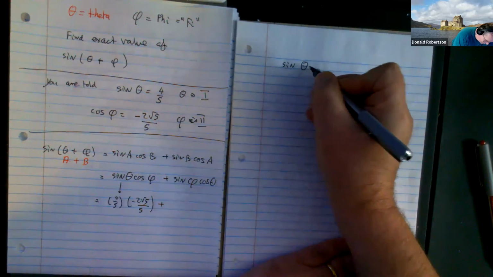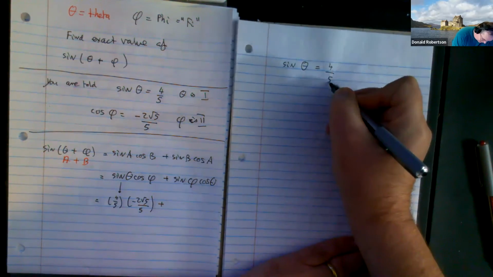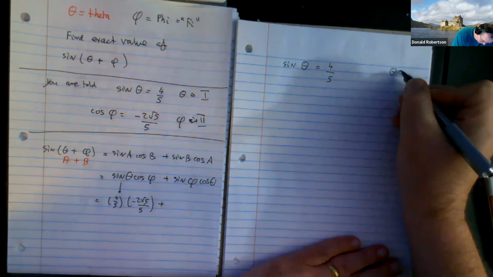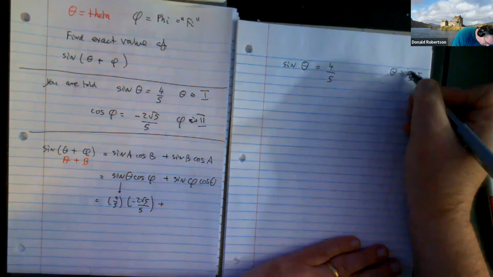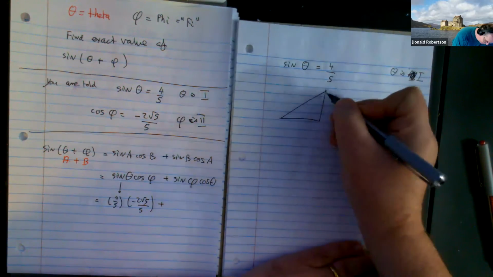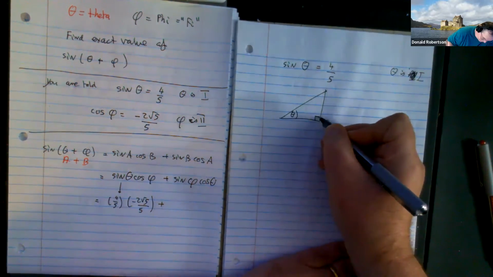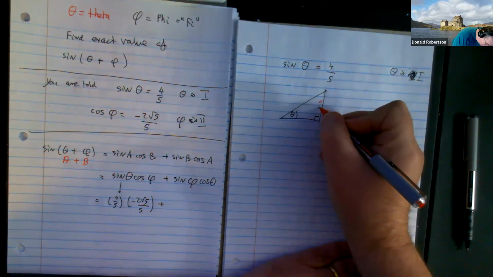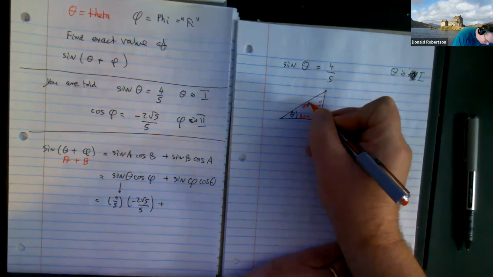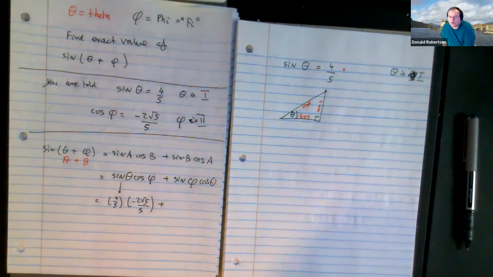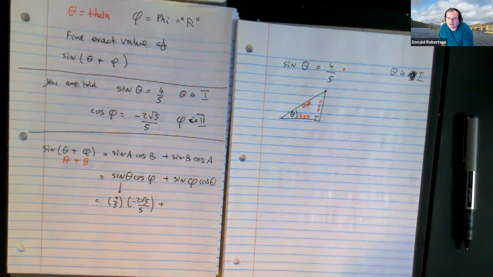If you are told that the sine is this and that theta is in the first quadrant, then you can build a little right angle triangle, call this angle theta, call this the opposite, the adjacent, and the hypotenuse. Right. According to SOHCAHTOA, what is the sine of an angle? What's the formula for the sine of an angle according to SOHCAHTOA?